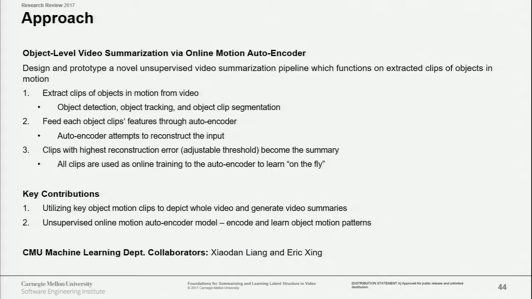Our approach is to develop a new video summarization pipeline. The first stage is to extract the clips of the objects in motion. This step consists of some standard computer vision algorithms, such as object detection and multi-object tracking between frames. Then, once we have the object clips, we determine the representative motion segments for each of these objects, and then segment them.